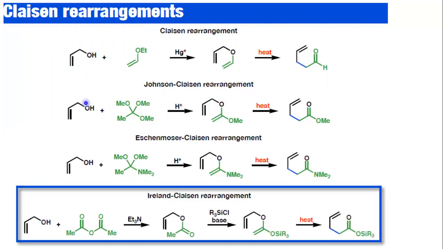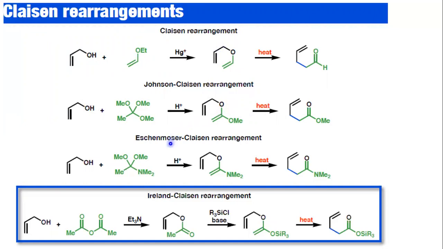This lone pair of electrons present on oxygen would displace one of the methoxides. Then the lone pair of electrons present on one other methoxy would displace one more methoxy. Then it would again get rearranged to this form. It would be a suitable substrate for doing the 3,3 sigmatropic reaction. Then you will get this after doing the 3,3 sigmatropic rearrangement reaction.